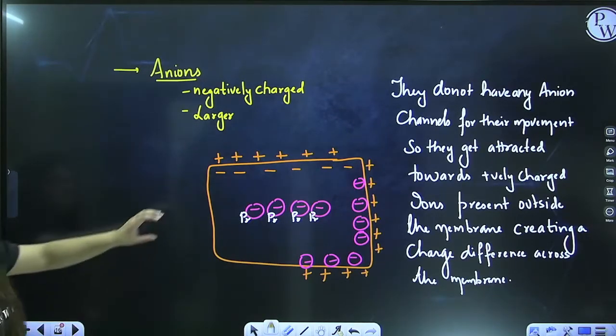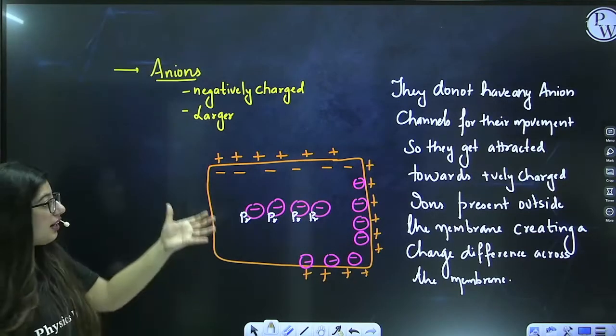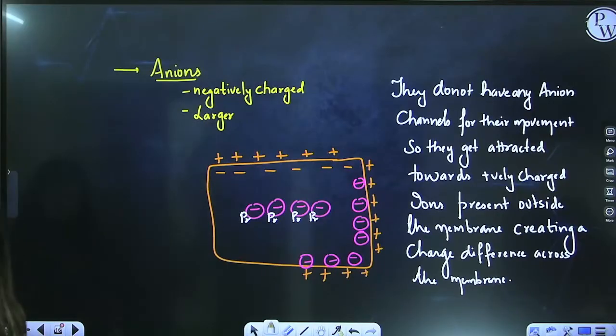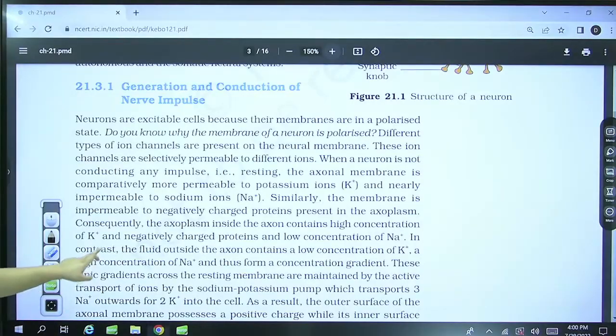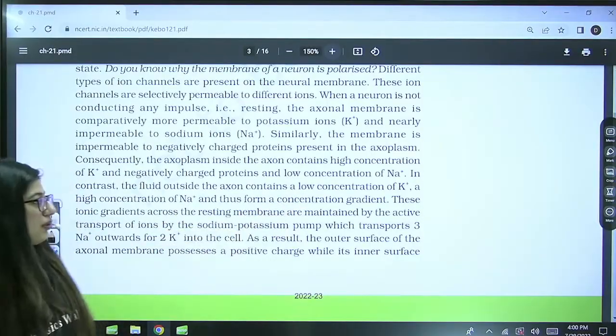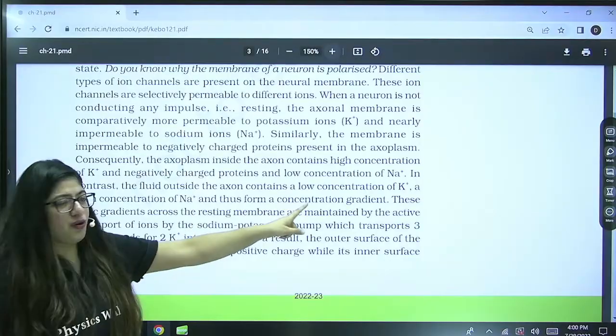So as a result, they are always present towards inside, and in the next line they have said that inside the potassium ions are higher and outside sodium ions are higher. In contrast, the fluid outside the axon contains a low concentration of potassium ion and a higher concentration of sodium ion, and thus forms a concentration gradient.